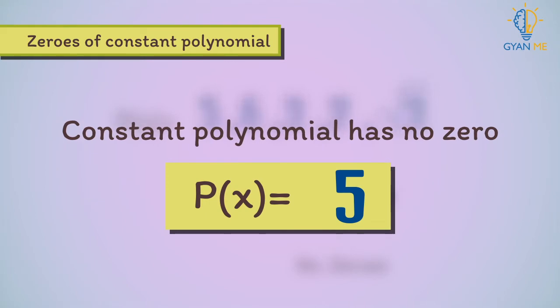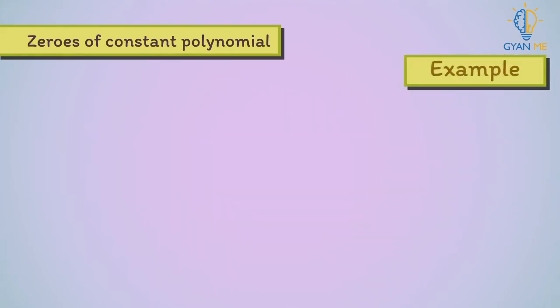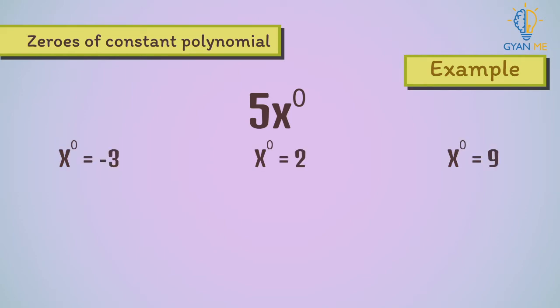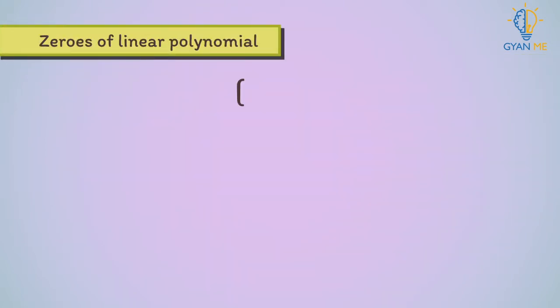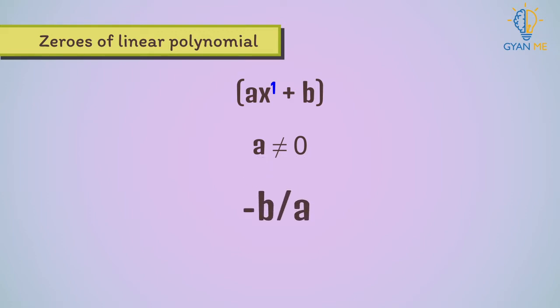Let us see by way of an example also. First, let us write 5 in standard polynomial form, that is 5x raised to 0. Replace x by any value in 5x raised to 0, still the value of the polynomial does not become 0. Rather, it remains 5 only. Now let's see zeros of a linear polynomial. The standard form of a linear polynomial is ax raised to 1 plus b, where a is not equal to 0, which has one and only one, or unique, zero of the form minus b upon a.